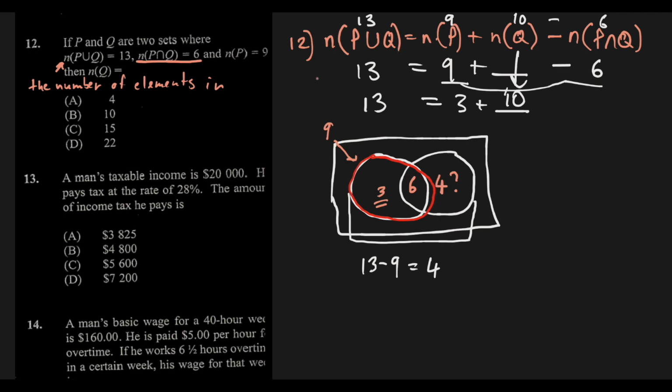Okay, so we have this now, and now we need to do the values just in Q. So if here is Q, here was P, the value inside of here would be 6 plus 4. So what's 6 plus 4? 6 plus 4 is equal to 10.